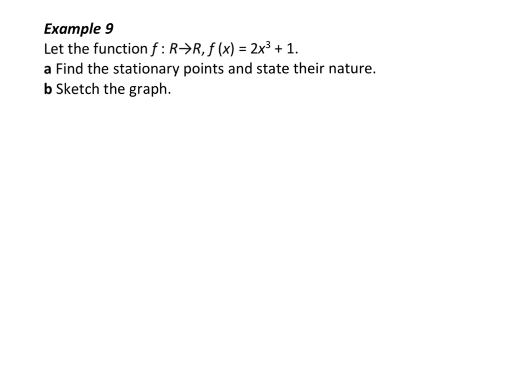So for the function 2x cubed plus 1, we're going to do exactly the same thing again, find stationary points and state their nature. Now remember, it's a cubic, it has a maximum of 2 stationary points, but it doesn't have to have 2. And looking at this graph, most of you might recognise that it's in the x cubed form, where we usually have a point of inflection. So let's see what happens here.